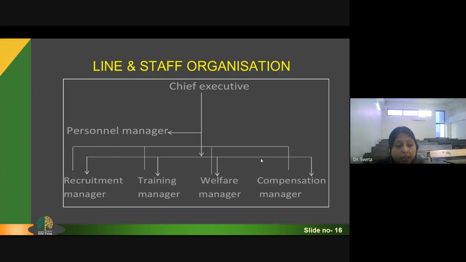The line with the arrow shows the line managers, and the line without an arrow shows the staff personnel who are created to assist the managers in the organization.